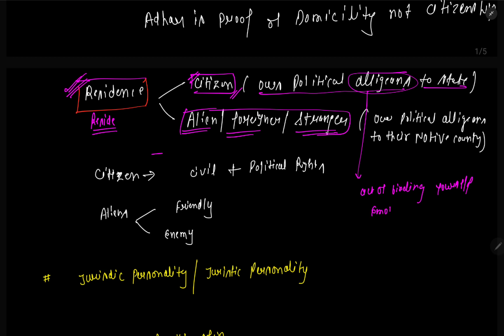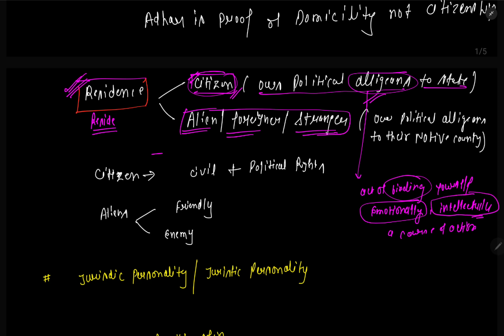How? Emotionally. Intellectually. A course of action. Okay? Now, citizens owe the political allegiance to the state, which means they have some sort of binding or bonding towards the state. They have an emotional relation with the state, they have an intellectual relation with the state.